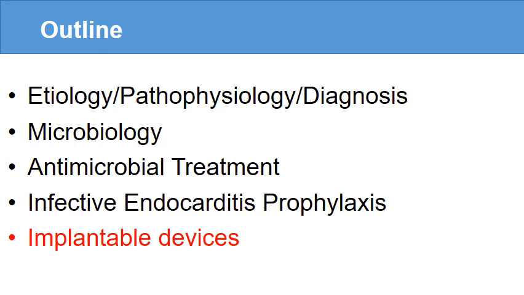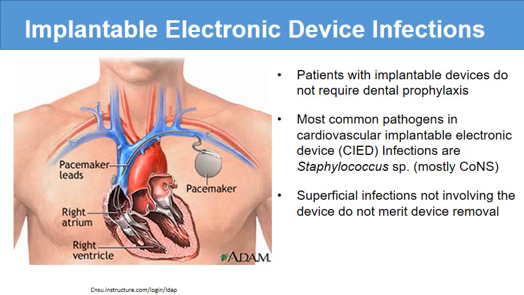So let's end now by very briefly talking about what to do with patients that have implantable devices. To distinguish from a prosthetic valve, we are talking about an electronic device that will actually function in some capacity to terminate arrhythmias or as a pacemaker or something of that nature.